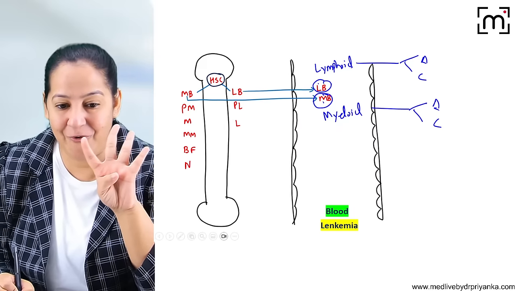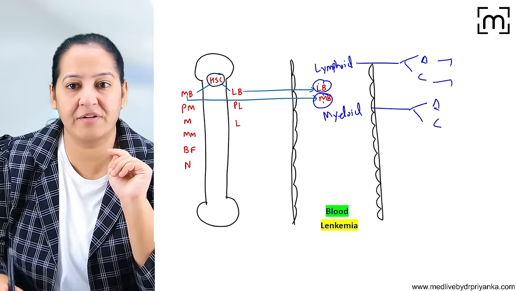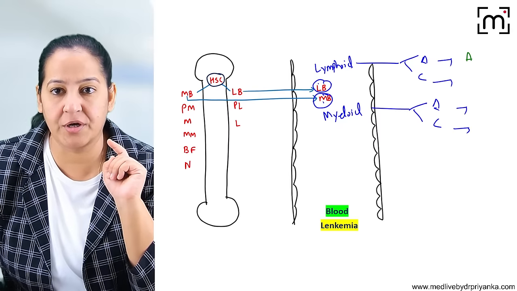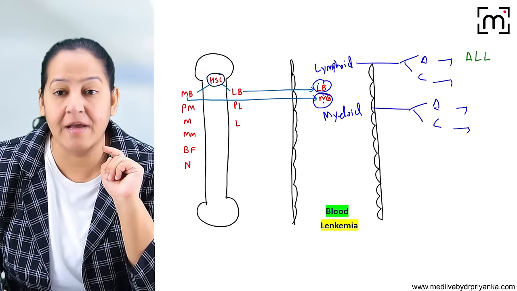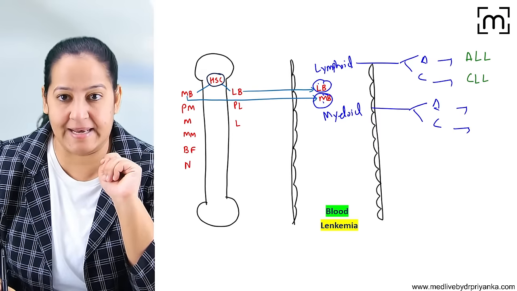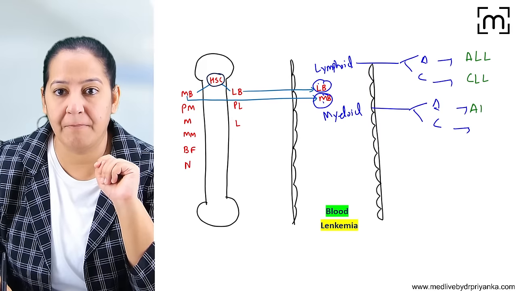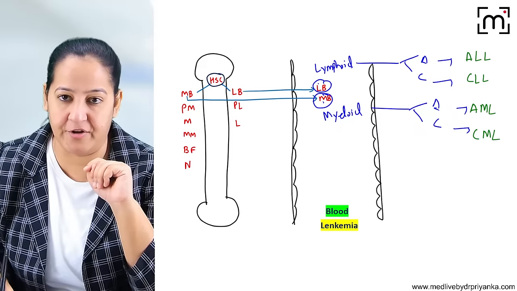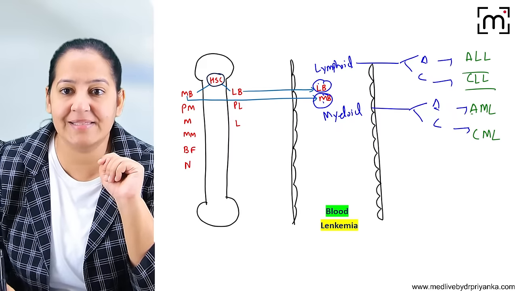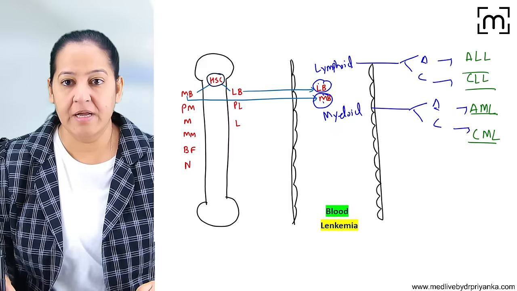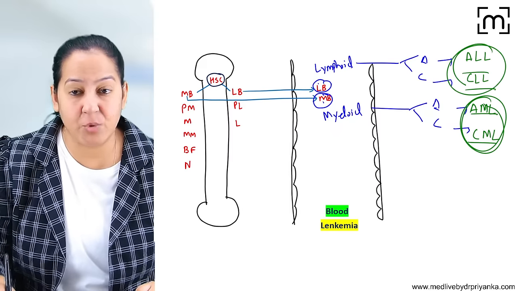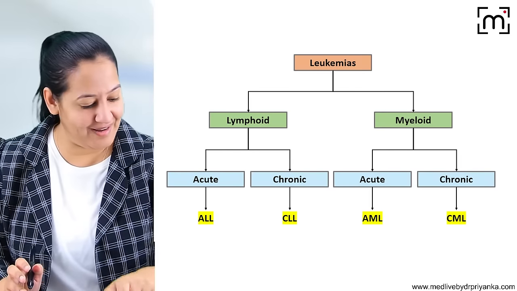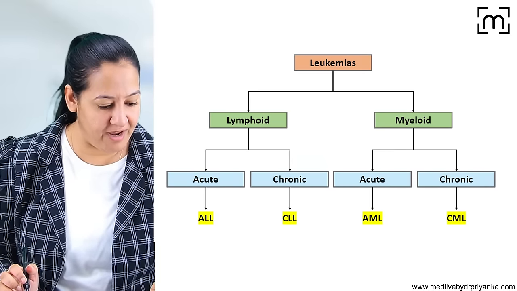So basically we have four types of leukemia. What are the four types of leukemia? Can you see the names? Say acute lymphoblastic leukemia, ALL. Chronic lymphocytic leukemia, CLL. Okay, acute myeloid leukemia and chronic myeloid leukemia. So you can see ALL, CLL, AML and CML. How many of you got it? These two are myeloid in origin and these two are lymphoid in origin. So total four leukemias are there in our syllabus. We will compare them one by one.